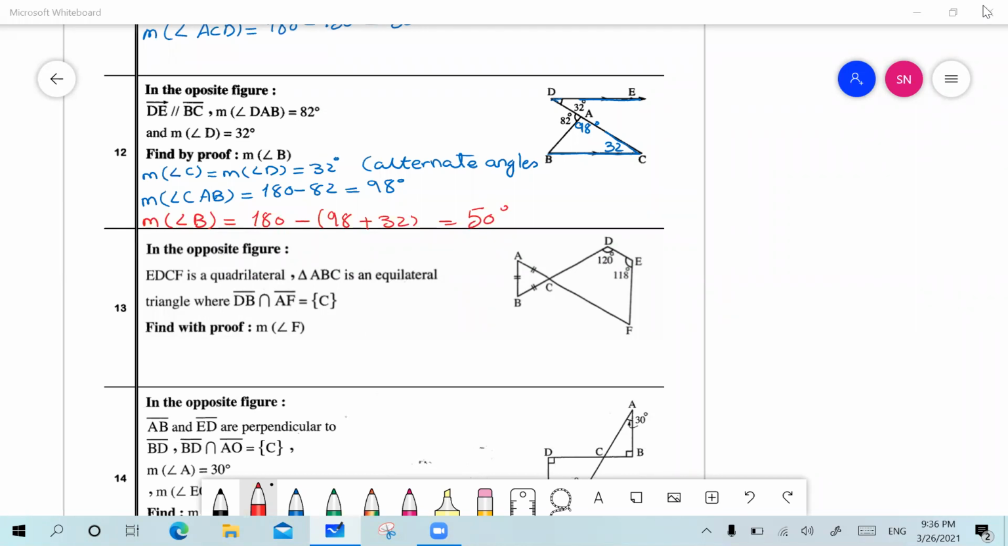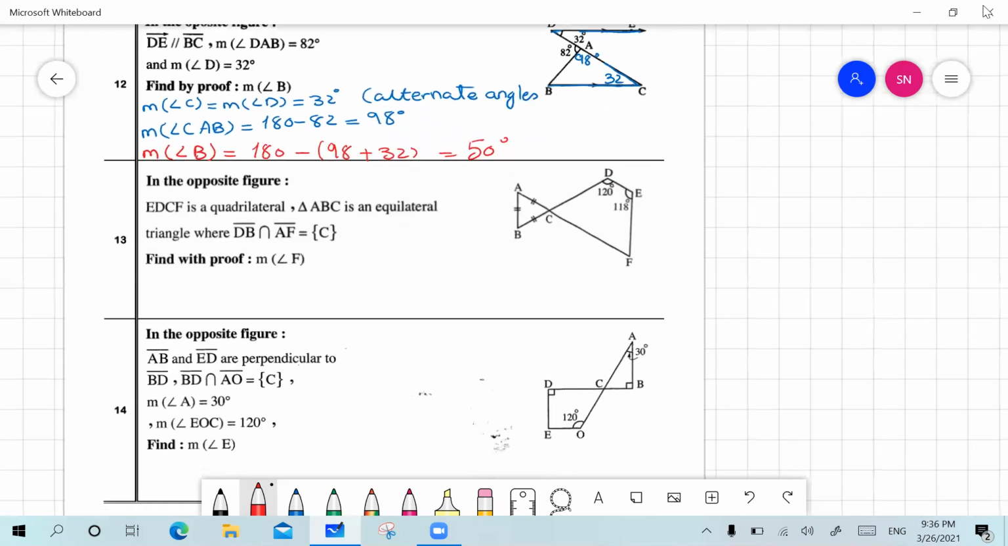Now, please, if anyone has a question, write in the chat or raise your hand. Okay, so let's go now for question number 13.